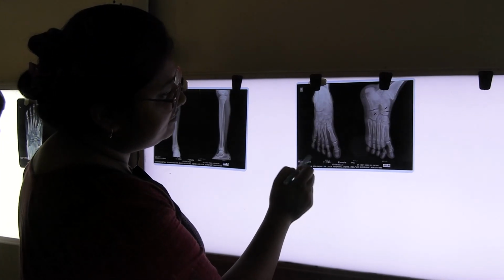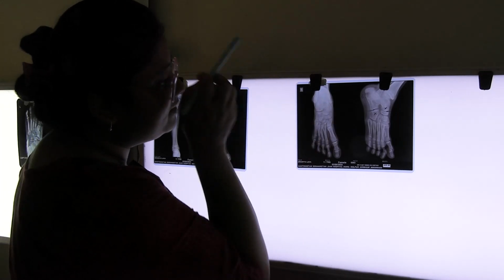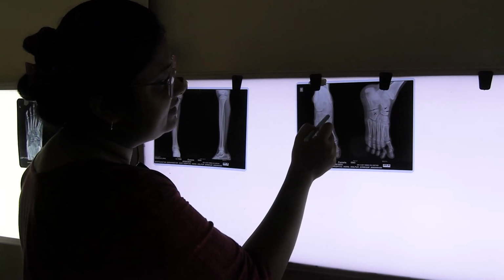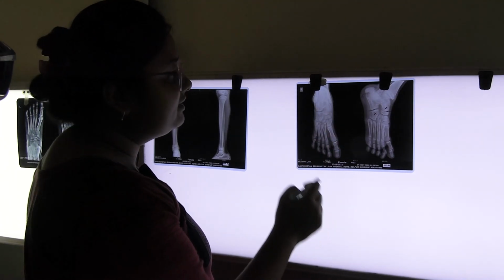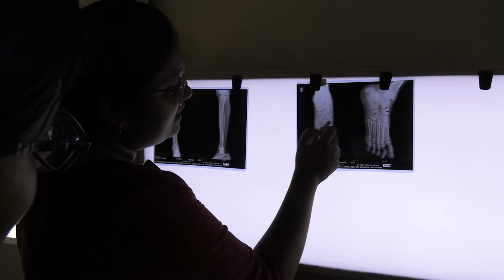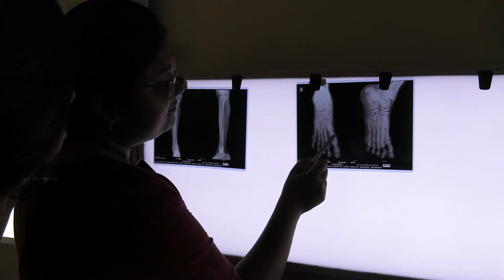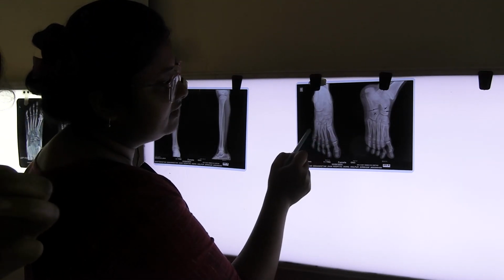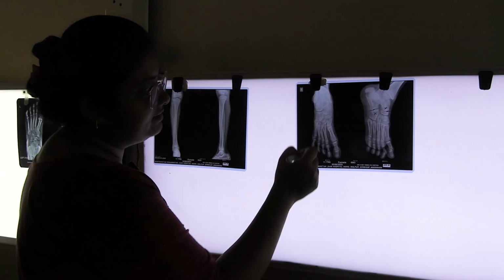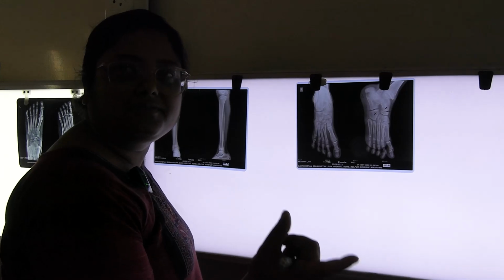Here also you can see the lower end of tibia and fibula. Then talus and calcaneum are overlapping, head of the talus articulating with the navicular, anterior end of calcaneum articulating with the cuboid, and these are the cuneiforms, medial, intermediate, lateral cuneiform. First, second, third, fourth and fifth metatarsals, and see here the epiphyses, these are short long bones. So, one diaphysis, one epiphysis.